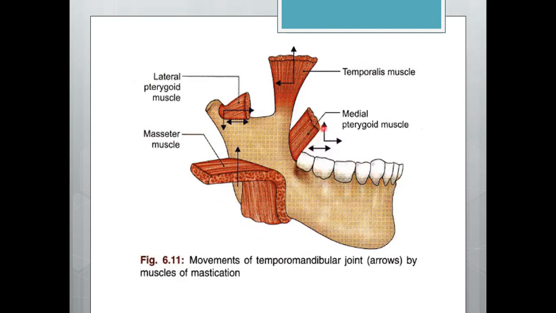This is the medial pterygoid muscle. This is the lateral pterygoid muscle. The most of the lateral part of the mandible, the ramus of the mandible, it provides the attachment to the pterygoid muscle. This is the masseter muscle, and this is the temporalis muscle. So these four muscles are the muscles of the mastication.